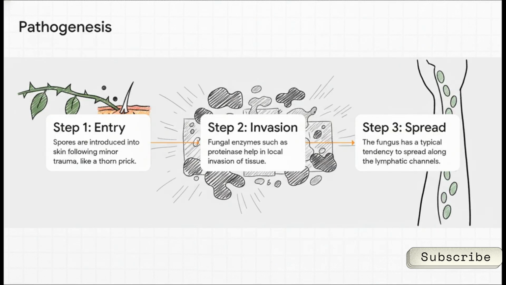So how does this whole thing go down? Let's trace the steps. It all starts with something simple, like a little prick from a rose thorn. But see, this fungus is smart. It comes equipped with enzymes that let it chew through the local tissue. And then, and this is its signature move, its calling card, it starts to travel. And it doesn't just spread randomly. It follows the lymphatic channels, creating a distinctive pattern.